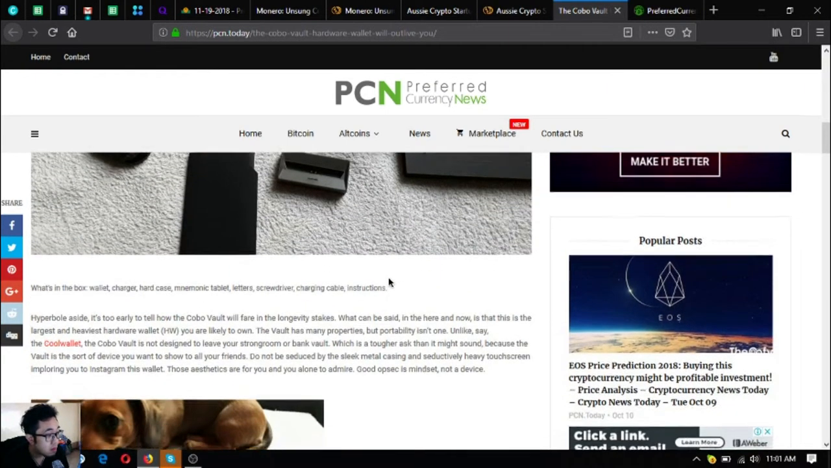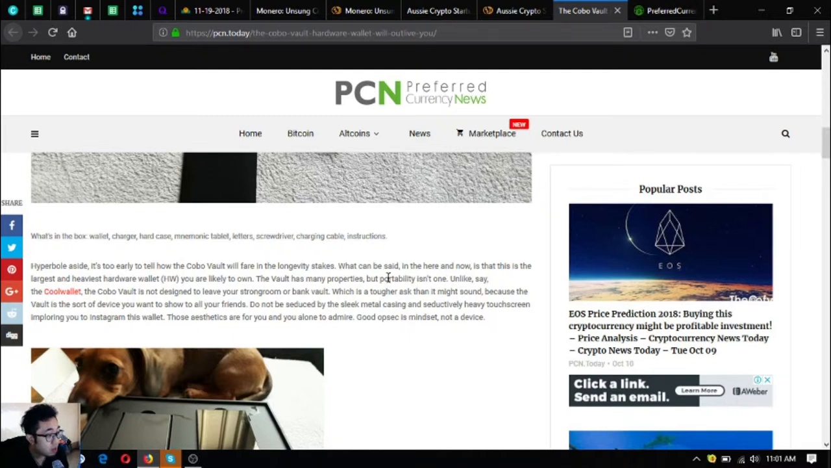Alright. So what's in the box? Charger, hard case, mnemonic tablet, letters, screwdriver, charging cable, and instructions. Hyperbole aside, it's too early to tell how the Cobalt will fare in the longevity stakes. What can be said in the here and now is that this is the largest and heaviest hardware wallet you are likely to own.